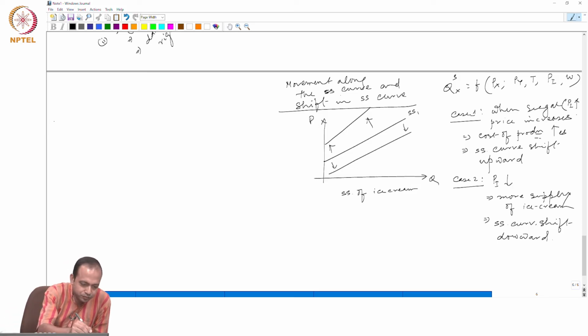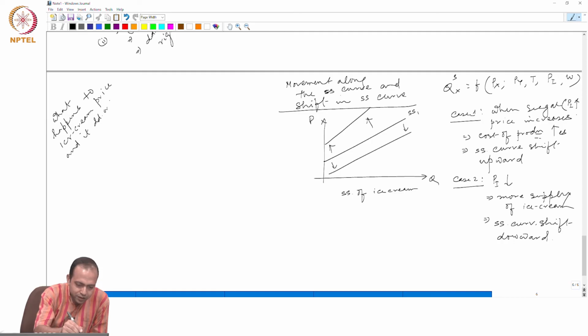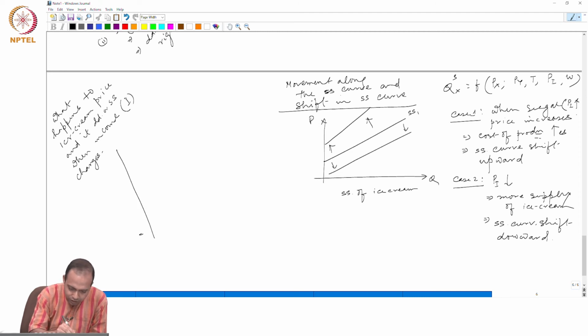So, what happens to ice cream demand or supply, ice cream price and its demand or supply when income changes. Let us assume this is the initial demand curve for ice cream and this is initial supply of ice cream.